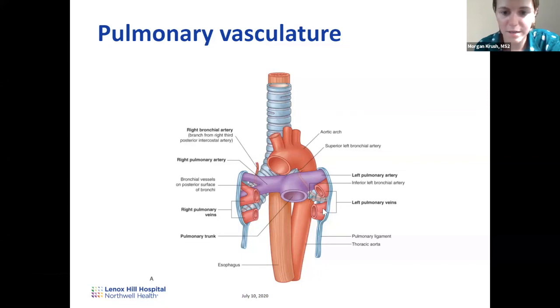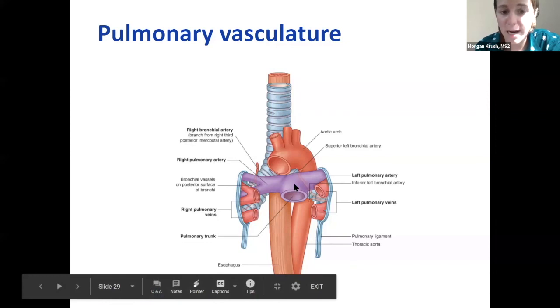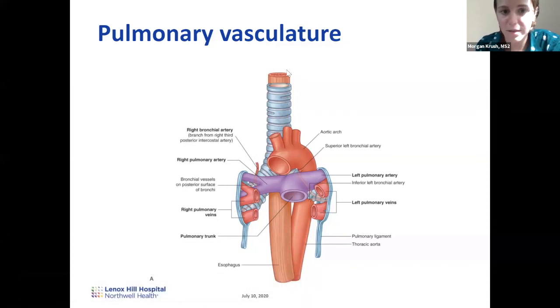Big differences here are that there are 4 pulmonary veins and 2 pulmonary arteries that branch off, and you can see that they're right in front of the trachea. So you can see the relationships between the esophagus, the trachea, and all of the vasculature. Are there any questions on that?